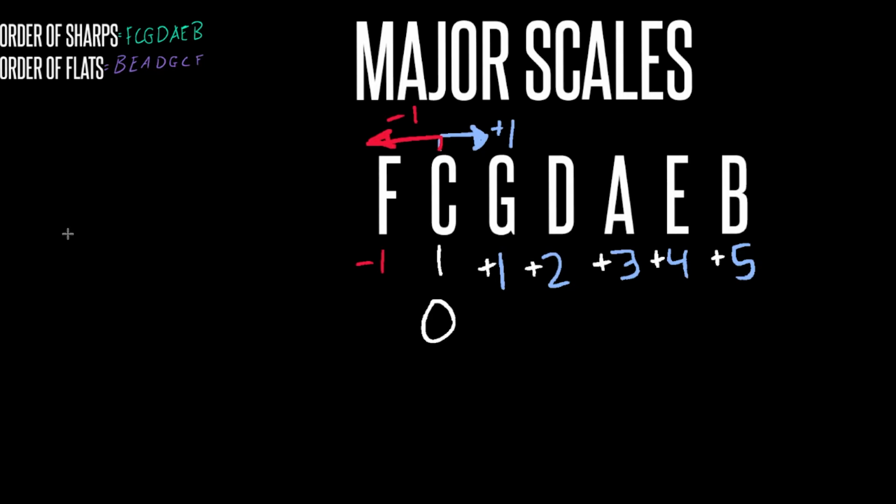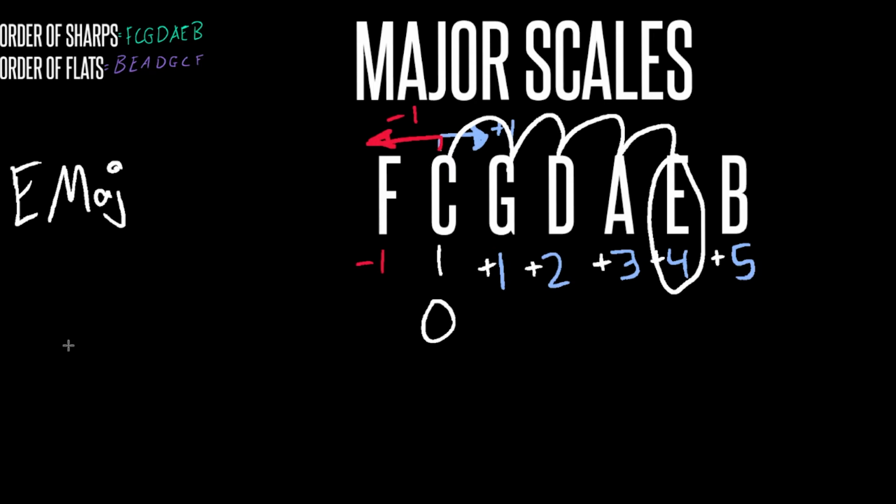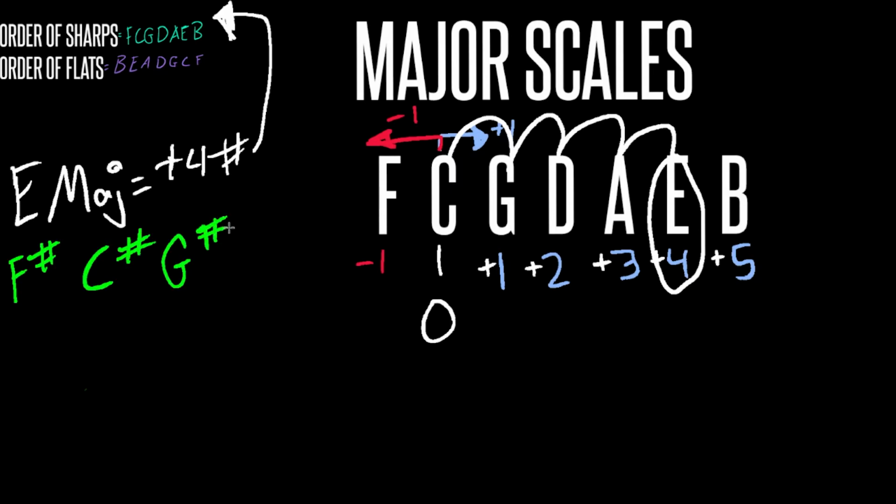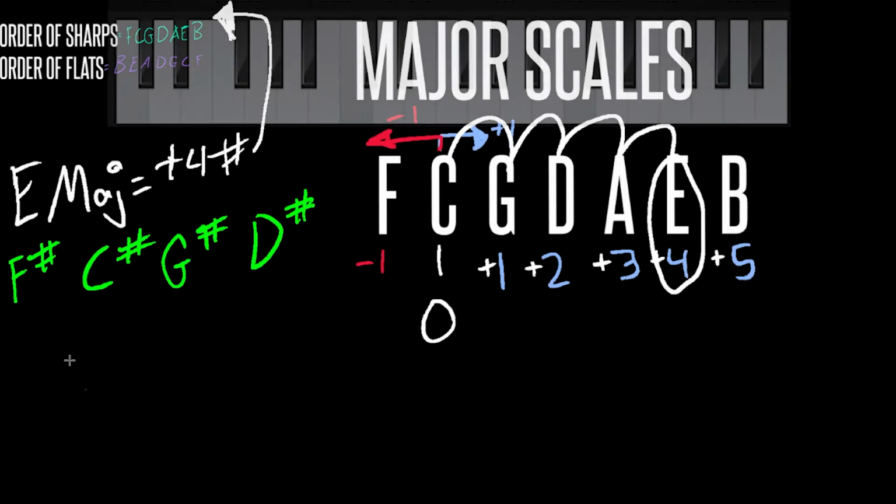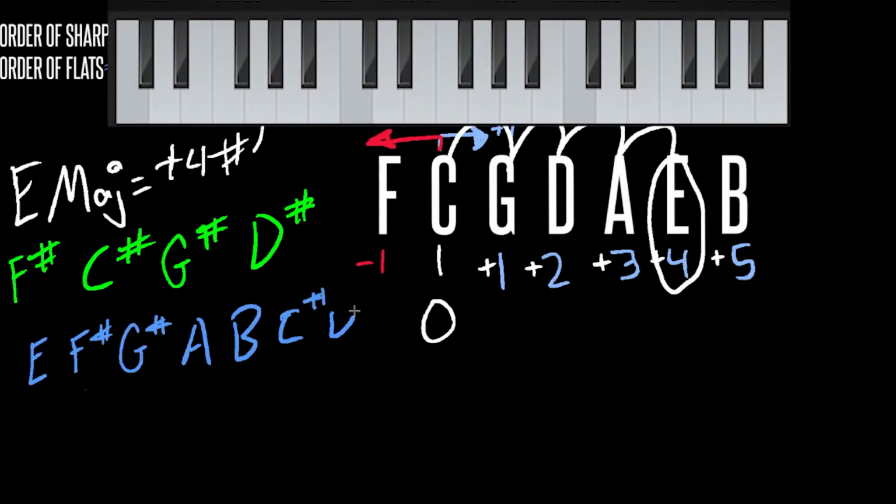Take this for example. We want to know how many sharps or flats the E major scale has. We would count to it. So looking at C, remember from the order of sharps, we go G, D, A, E. We went up 4. So 4. E major will have 4 sharps. And those 4 sharps will be, back to the order of sharps, F sharp, C sharp, G sharp, and D sharp. So the scale of E major will be the following: E, F sharp, G sharp, A, B, C sharp, D sharp, E.